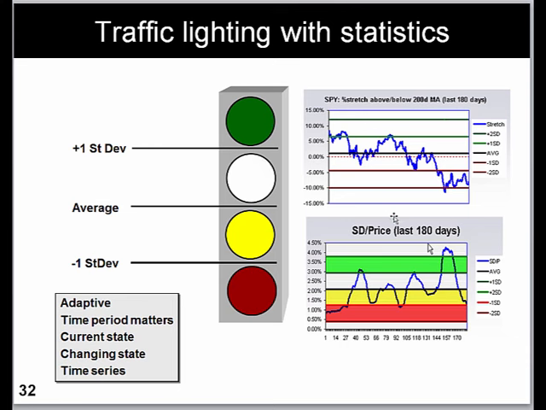I find that this general approach to trading with statistics, what I call traffic lighting with statistics, allows me to simplify the math sufficiently so that I don't get caught up in the complexity of it. I still have actionable information, and it resonates with my rules of thumb and the habits and practices I've developed over time. So when you see things coded as green, white, yellow, red, that's where it's coming from.